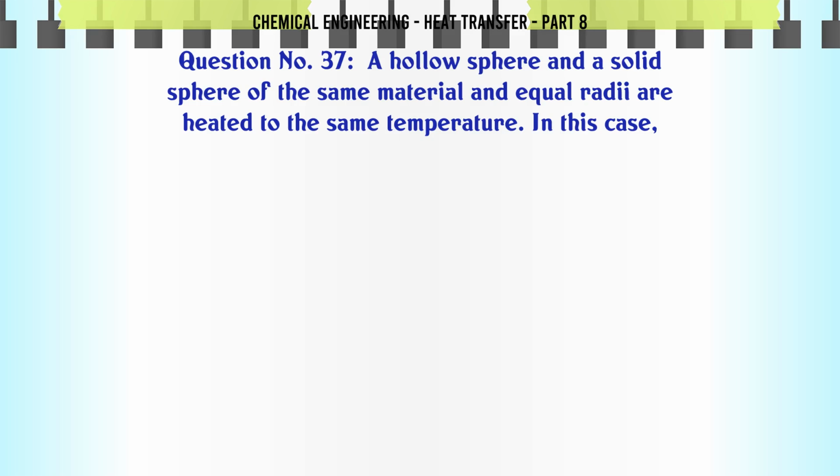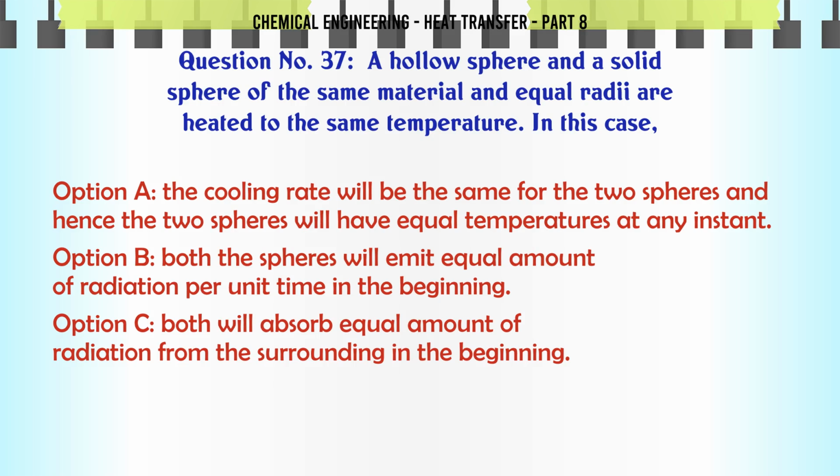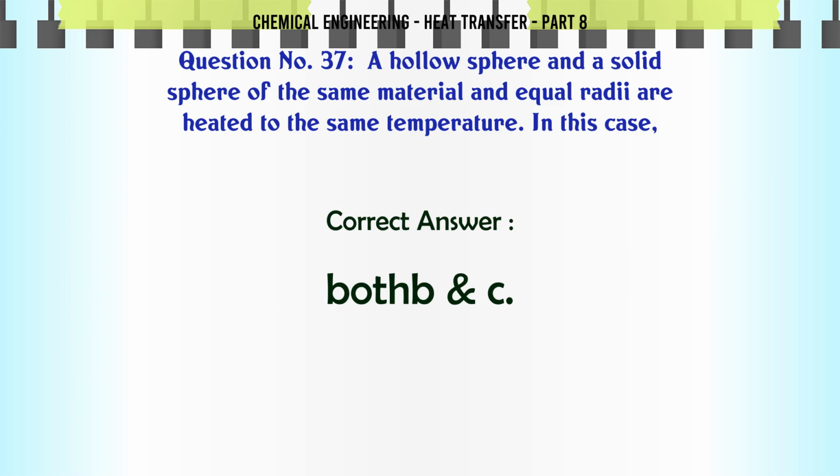A hollow sphere and a solid sphere of the same material and equal radii are heated to the same temperature. In this case: A. the cooling rate will be the same for the two spheres, and hence the two spheres will have equal temperatures at any instant. B. Both the spheres will emit equal amount of radiation per unit time in the beginning. C. Both will absorb equal amount of radiation from the surrounding in the beginning. D. Both B and C. The correct answer is both B and C.